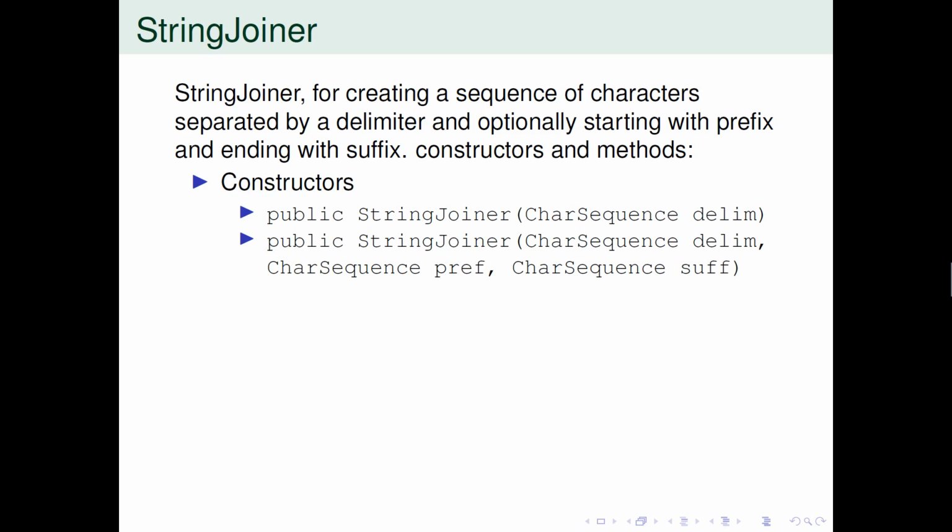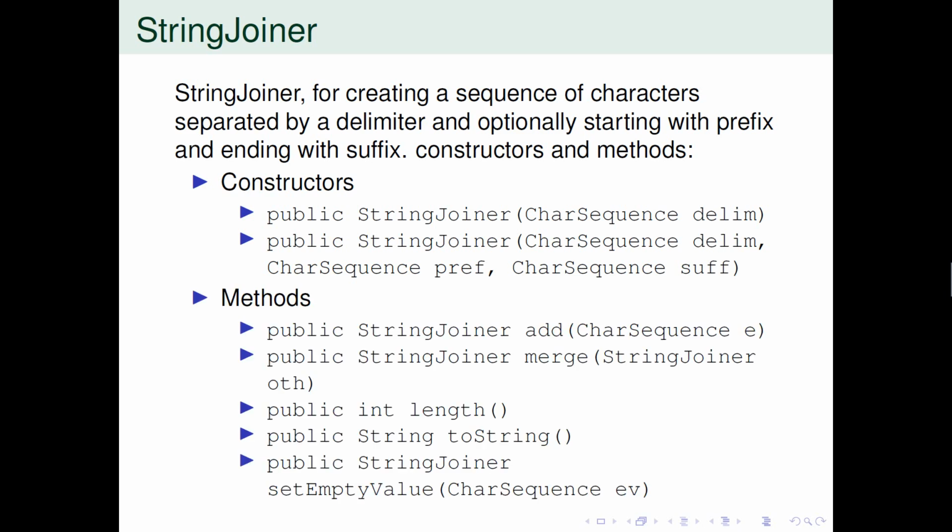Fine. And the methods which we have, let's see the methods. Okay, so here are the methods we have. So you can use the add method. And so a number of objects of the string can be added. Consider that CharSequence as a string. So you can merge 2 StringJoiners. You can know the length of the string. And here is the toString method which will be giving you the output basically.